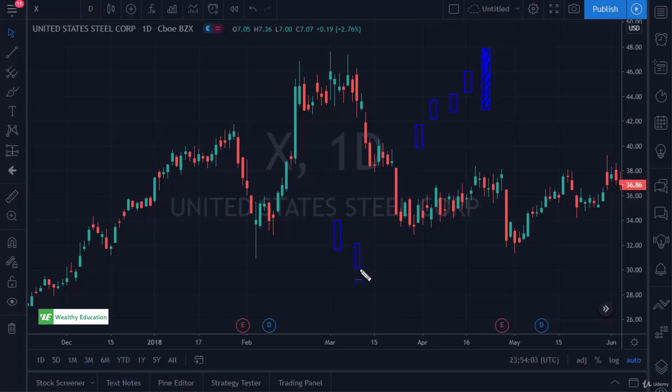There is the bullish engulfing candlestick, which is, as I'm sure you would imagine, just the exact opposite. You're in a downtrend, then one day this happens.